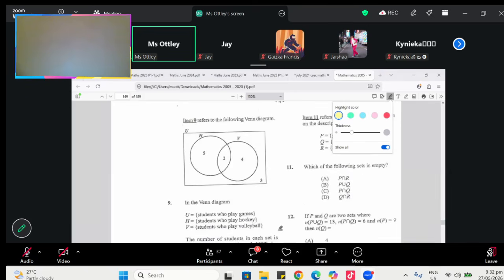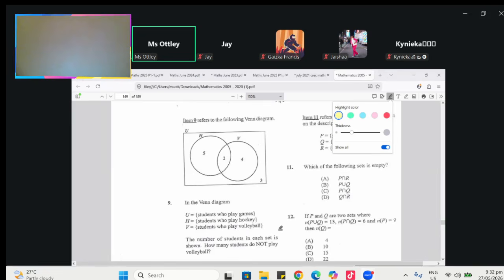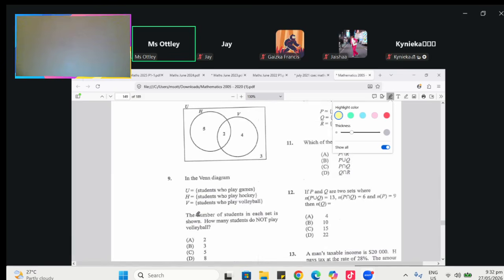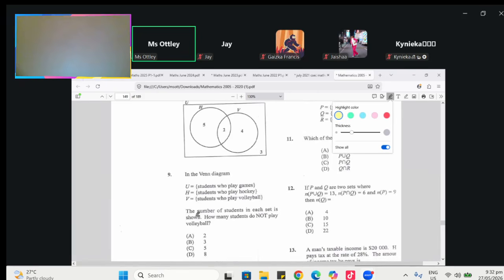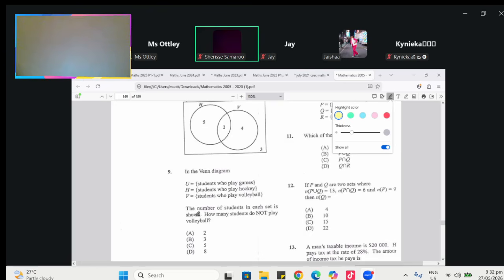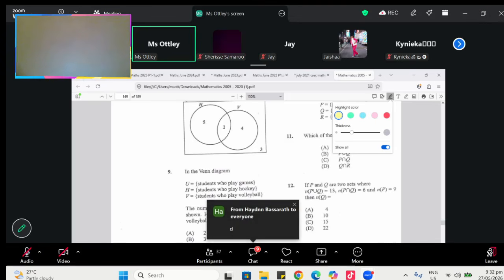Right. Item 9 refers to the Venn diagram. In the Venn diagram, U is the students who play games, H, students who play hockey, V, students who play volleyball. The number of students in each set is shown. How many students do not play volleyball? Look at the set properly.